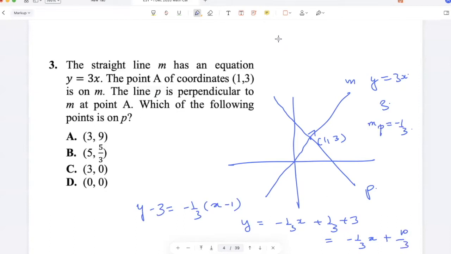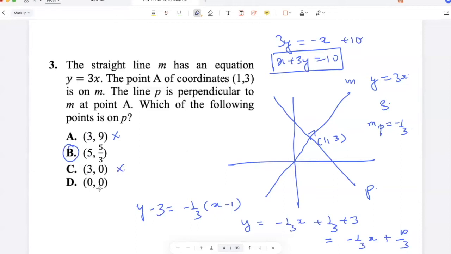So I can write it in another way. 3y is -x plus 10. So x plus 3y is 10. This is the equation of line P. So now we can see which point satisfies it. So 3 plus 27 is not 10. 5 plus 5 is 10. So this should be my answer. 3 plus 0 is not 10 and 0 plus 0 is not 10. So it's B.